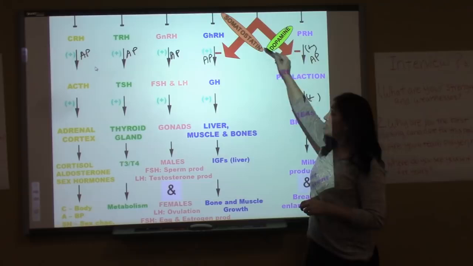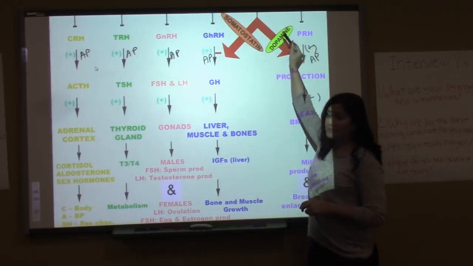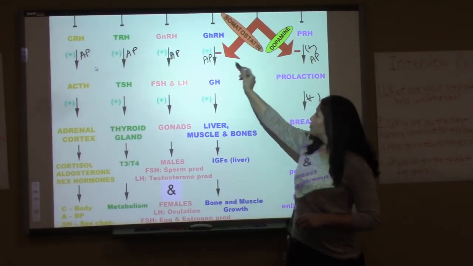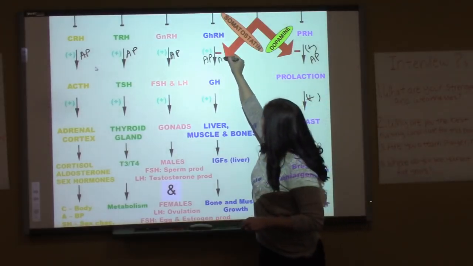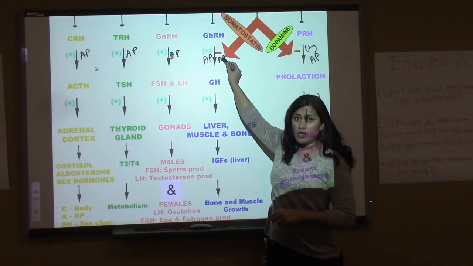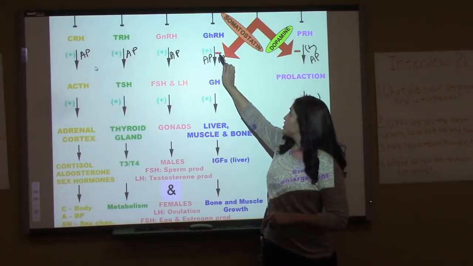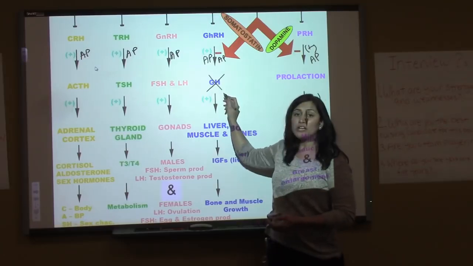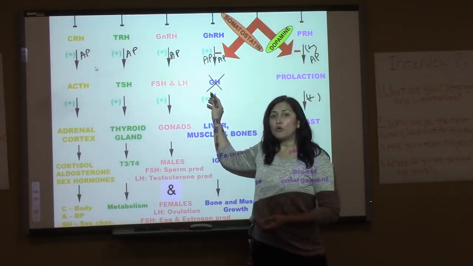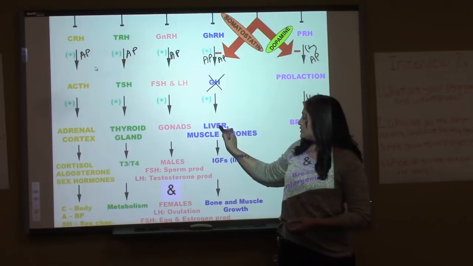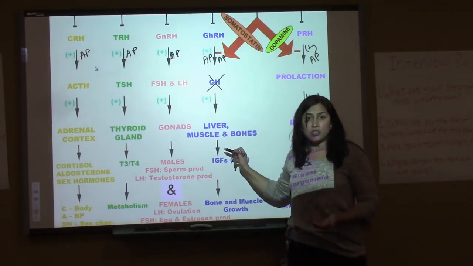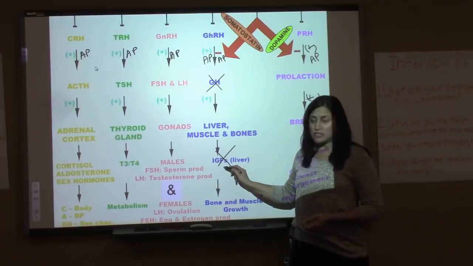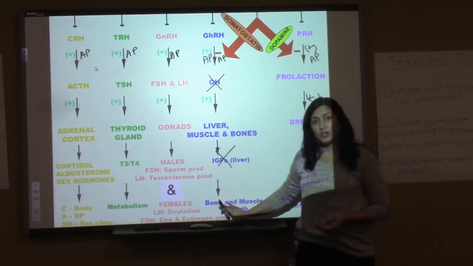One is somatostatin, the other is dopamine. When the hypothalamus releases somatostatin, that hormone goes and inhibits the anterior pituitary. So when somatostatin is released, the anterior pituitary is no longer functioning, therefore growth hormone is not produced. If growth hormone is not produced, the liver, muscle, and bone are no longer stimulated, therefore the liver is not producing IGFs. Basically this whole thing does not occur.